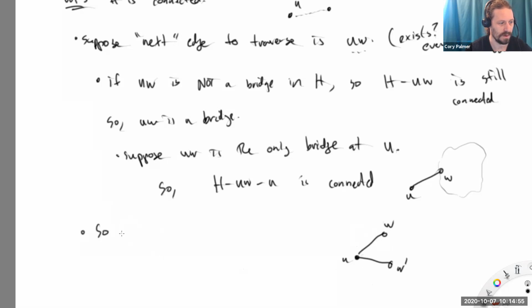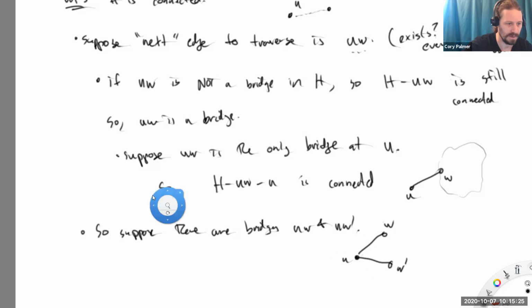So suppose there are bridges UW and UW prime, okay? And so my algorithm, I'm at U and it says, okay, walk along a non-bridge. Well, there's no non-bridges. Okay, walk along a bridge. I have two choices. Okay, this is bad, because this is going to disconnect my graph. So let's find a contradiction here, hopefully, so that we never arrive in this situation. That would be ideal.